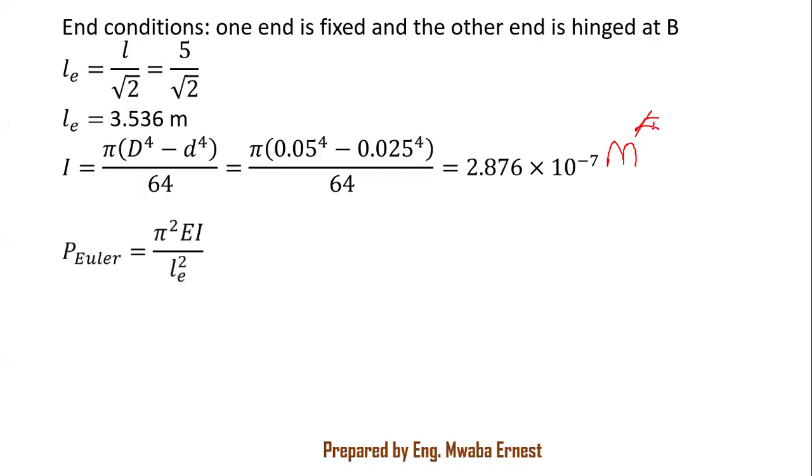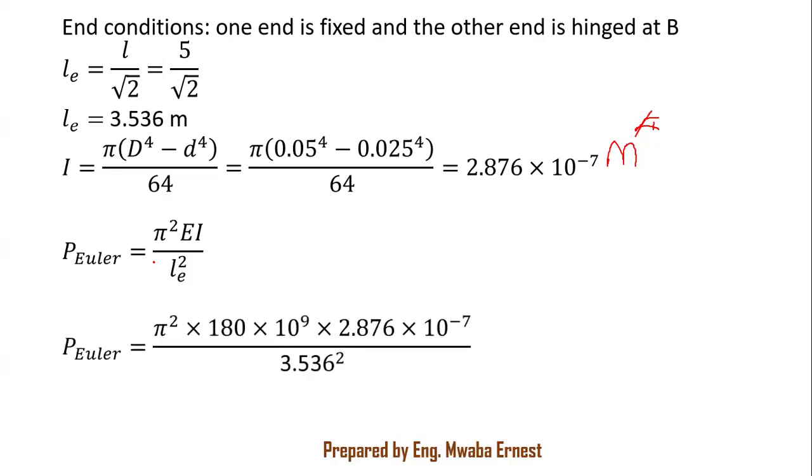Then we now apply the Euler load. Euler load is pi squared EI over equivalent length squared. So once we substitute, we have pi squared multiplied by 180 multiplied by 10 power 9 multiplied by 2.876 times 10 raised to power -7, divided by LE squared, which is 3.536 squared. And our answer is 40,863.6. That is how you handle the Euler load.